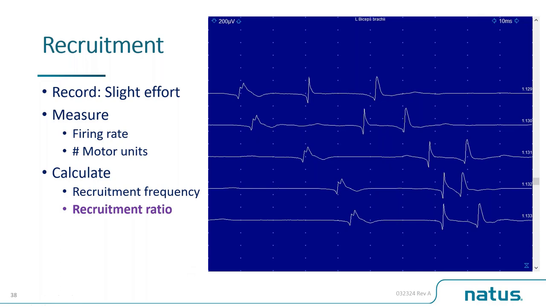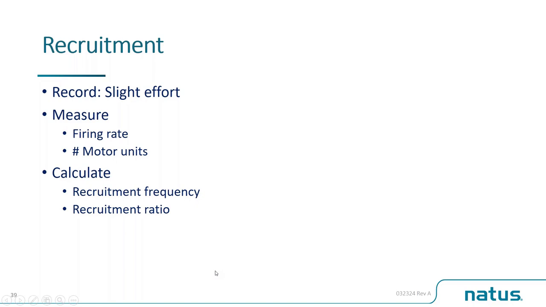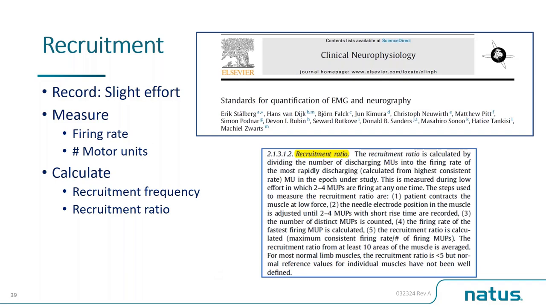So in principle, these are very easy measurements. In practice, they are quite difficult. There is a wonderful publication that just came out on standards for quantitation in EMG and neurography. This article was developed by who's who in EMG. You can see the list of authors over here. And one of the important things is, once again, you need to do this at least in 10 different areas. So simple concept, but again, very difficult.